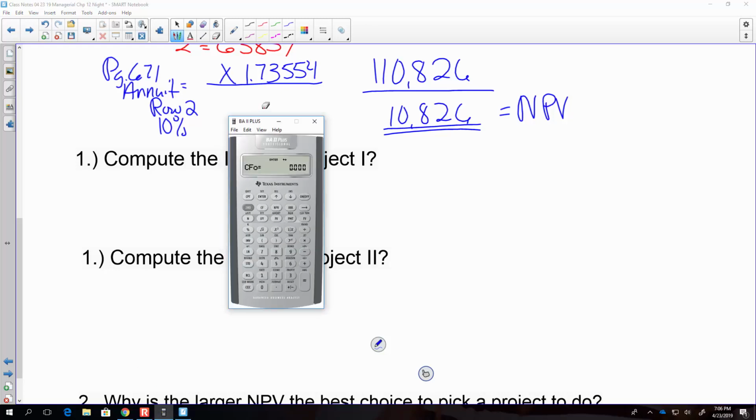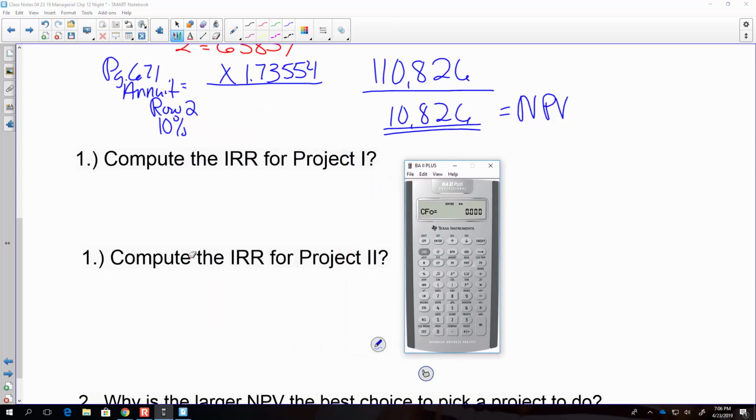Project 1, let's use our calculator, because it's an uneven cash flow. So what am I spending? 100,000. Negative. Enter. Down arrow. What's my cash flow in year 1? 0. So I don't have to do anything. Hit down arrow again. How many years? 1. Enter. I better go back and make sure that's 0. Yeah, it should be right for 1 year.